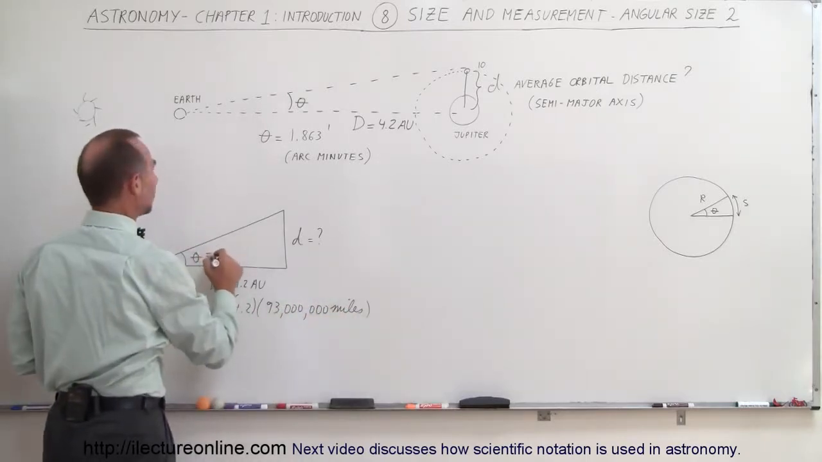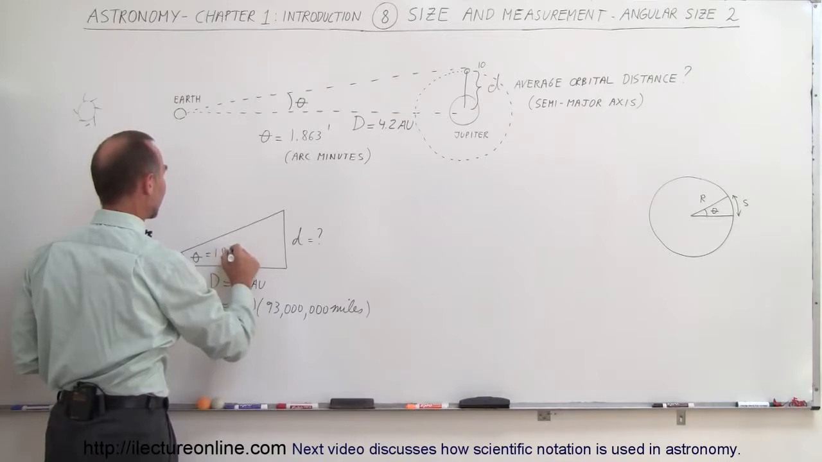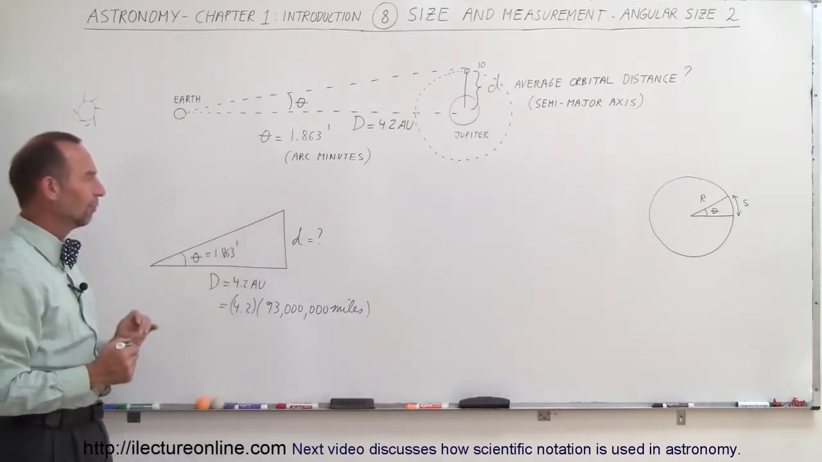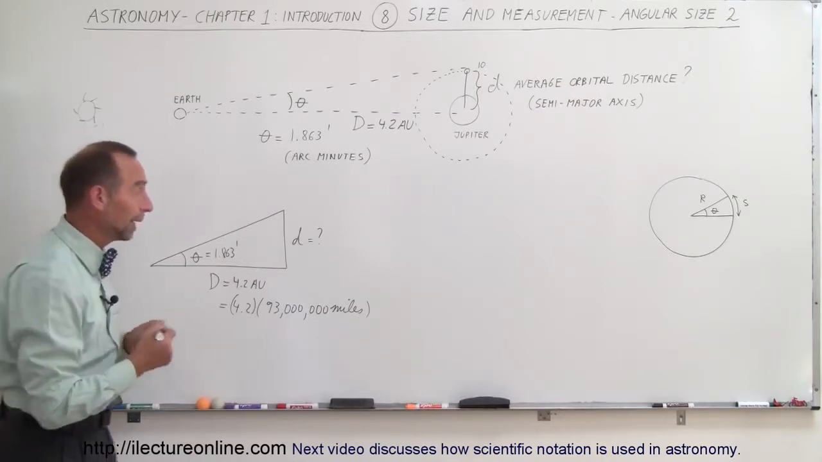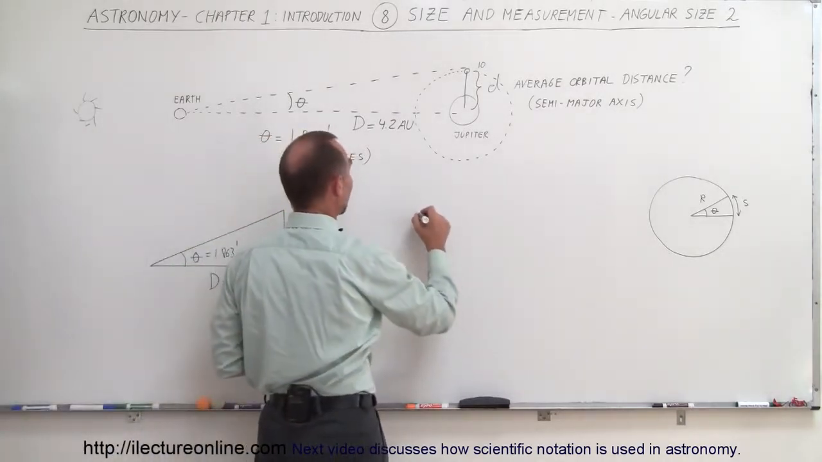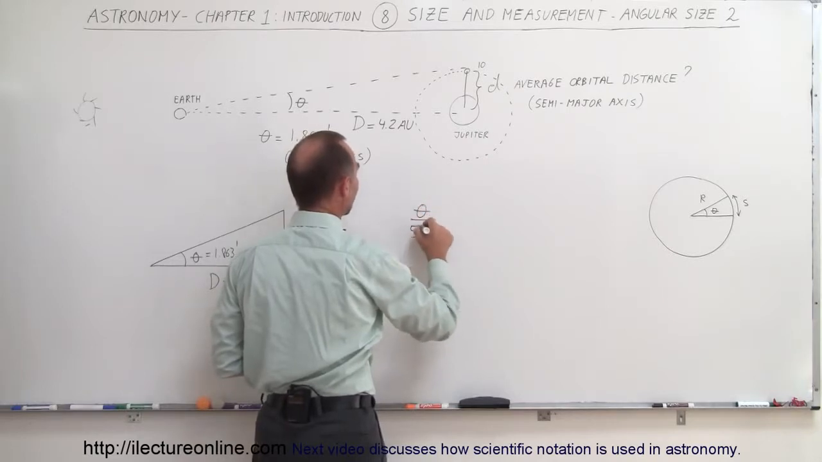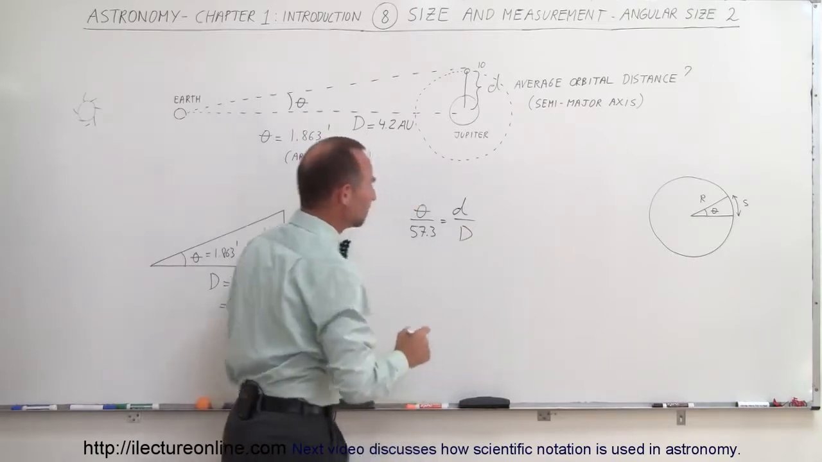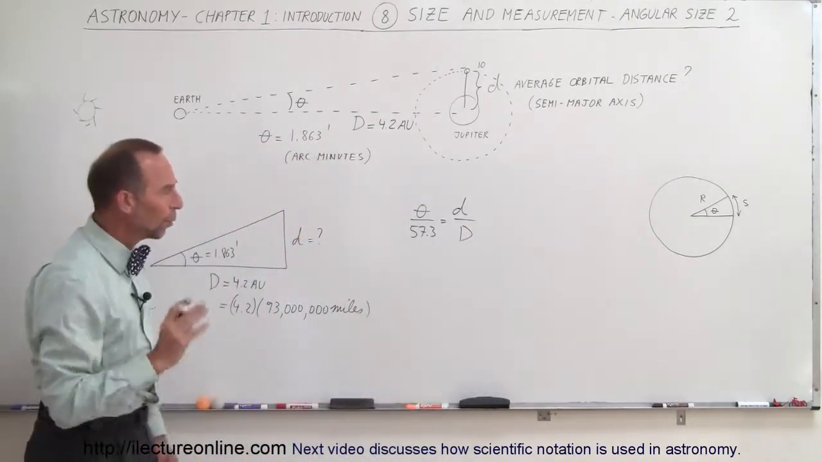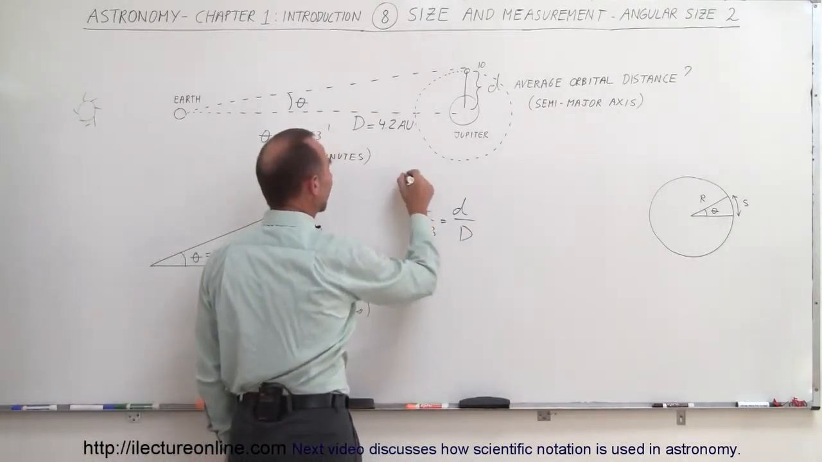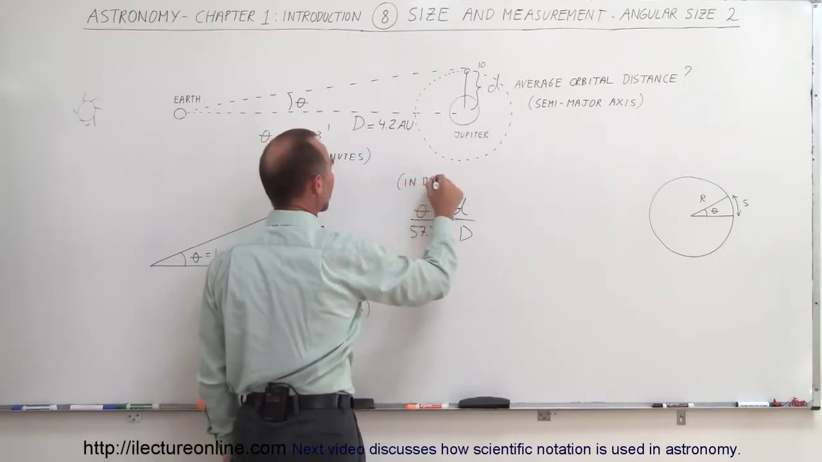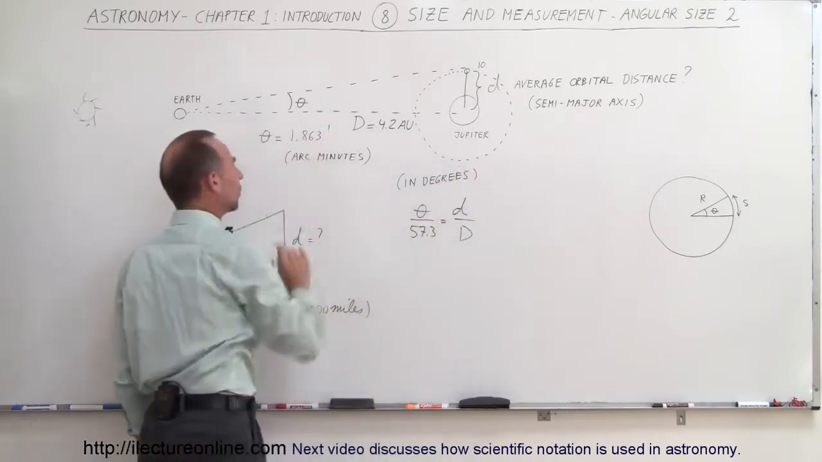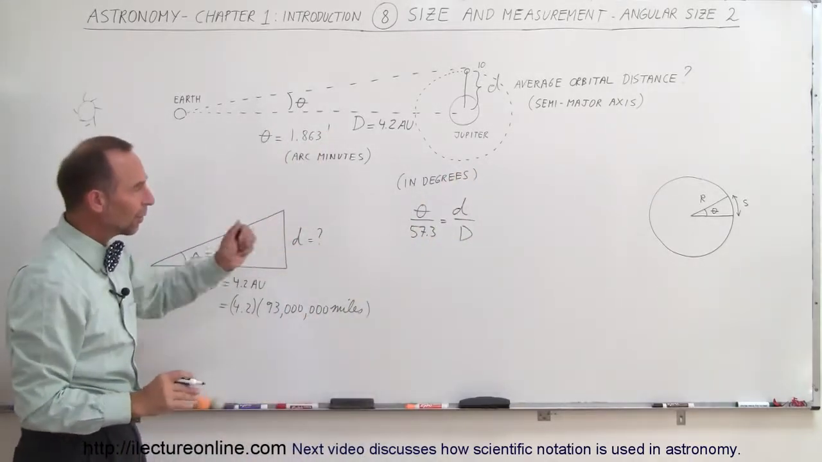And the angle we measured to be 1.863 arc minutes. And so the question is, how far away is Io from Jupiter? And the equation we use is this. We can say that the angle divided by 57.3 is equal to the ratio of small d over big D. So wow, where did that equation come from? Well, that is if we use the angle in degrees. So that means we would have to convert the angle from arc minutes to degrees, and we'll do that in just a moment. But you say, well, where did that come from?